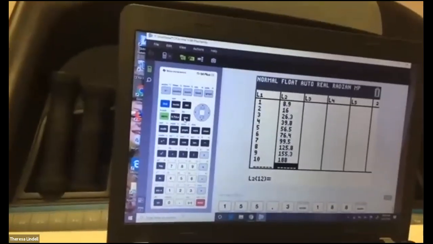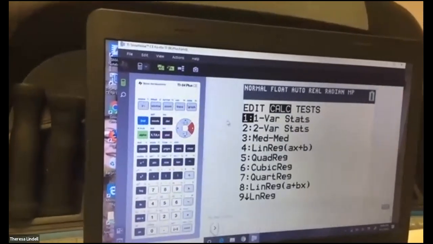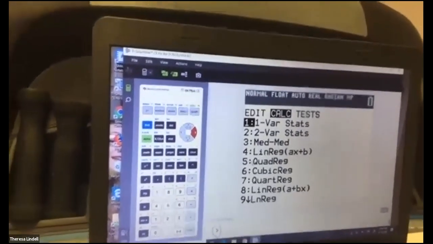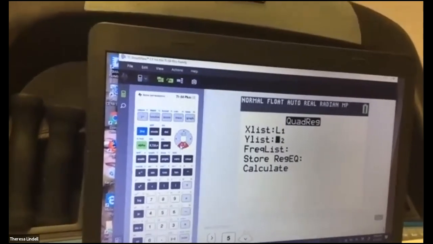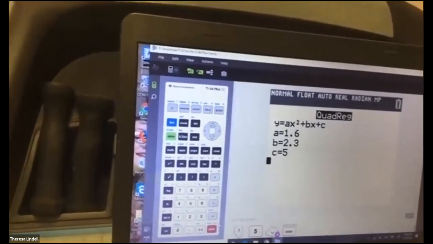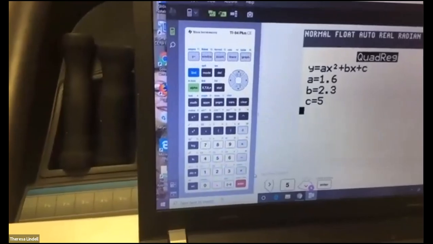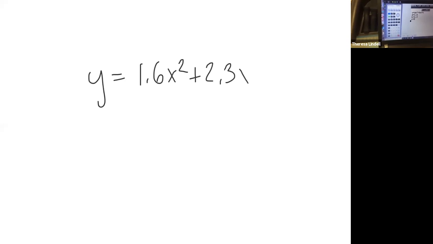Boom. Okay, then I go to Stat, and then I go over to Calculate. I want QuadReg, which is number 5. I've got the fancy calculator, so I have to scroll down here, press Calculate. Now I'm going to go to the whiteboard. That's what I got. Yes. Excellent. So this is y equals 1.6x squared plus 2.3x plus 5.